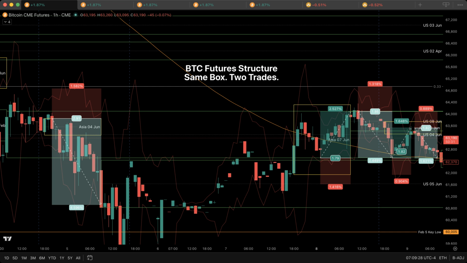April 1st weekly basis box lower boundary. March 1st weekly basis box lower boundary. February 1st weekly basis box lower boundary. Weekly 0.33. Weekly 0.25. February 5th key low. The falling trend line. The rising trend line. Those levels are not background. They are the field. When price moves near those areas, a 1-hour bounce can look strong and still fail.